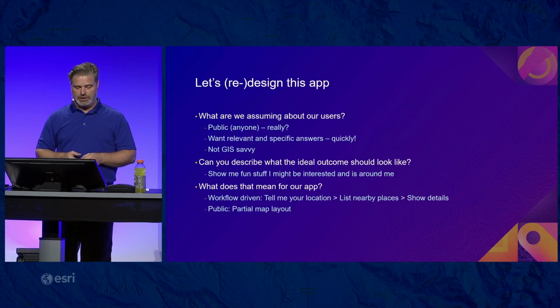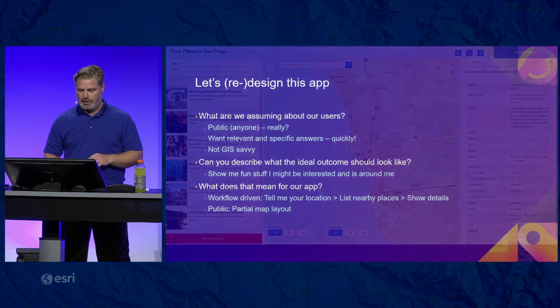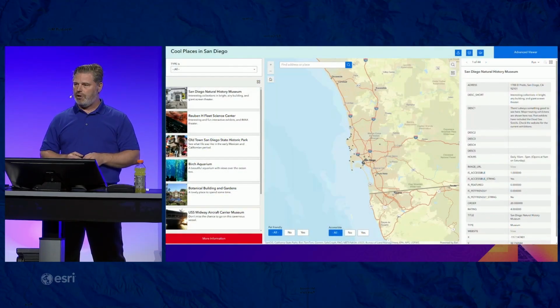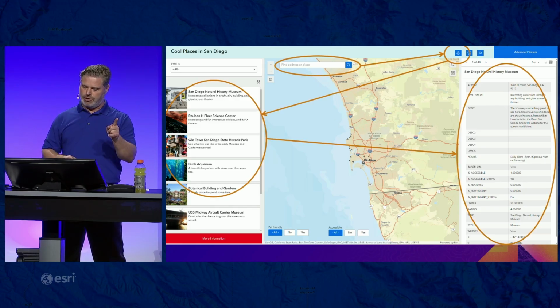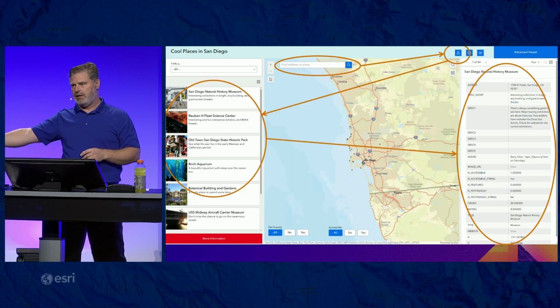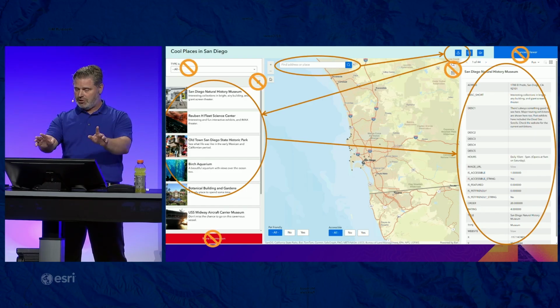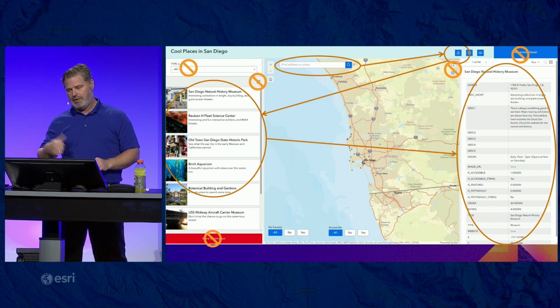And the other thing we know is that it's for the public, so we are probably good with a partial map layout. So let's go back to our application here and see if we can find those elements that we just identified. Here's the search, there's the near me, there's the list, and over there is the details. I think we can do better, right? Now that we've established what the workflow should be, there's lots of stuff that we can probably even yank out. Okay, let's keep that in mind too.